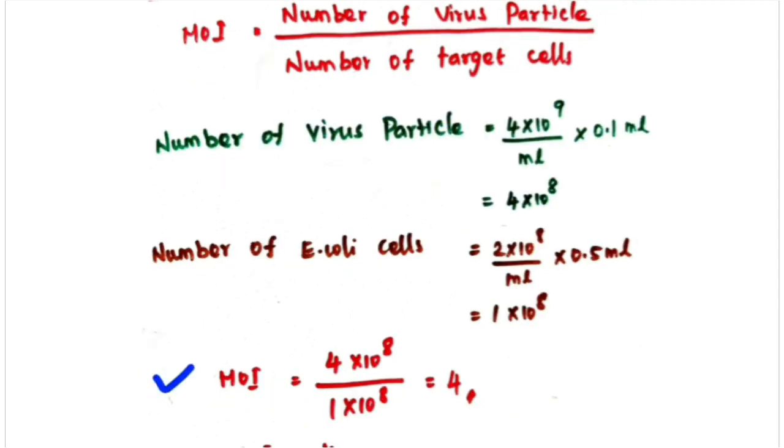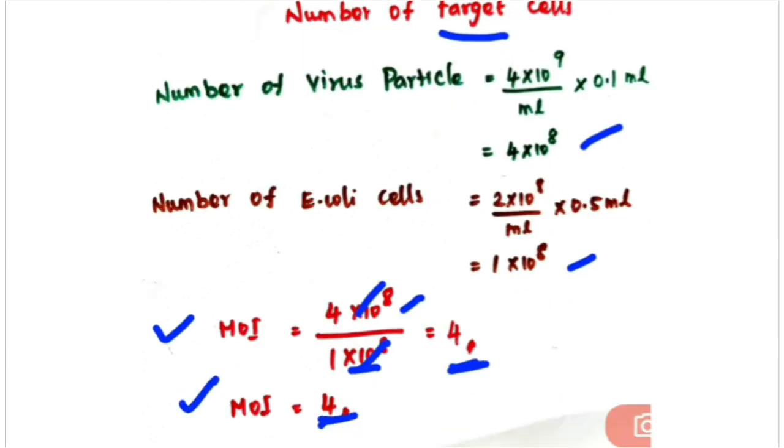So multiplicity of infection is equal to the number of virus particles, that is 4 into 10 power 8, divided by the number of target cells, that is 1 into 10 power 8. The 10 power 8 terms will cancel out. So 4 divided by 1 is equal to 4. So MOI is equal to 4.